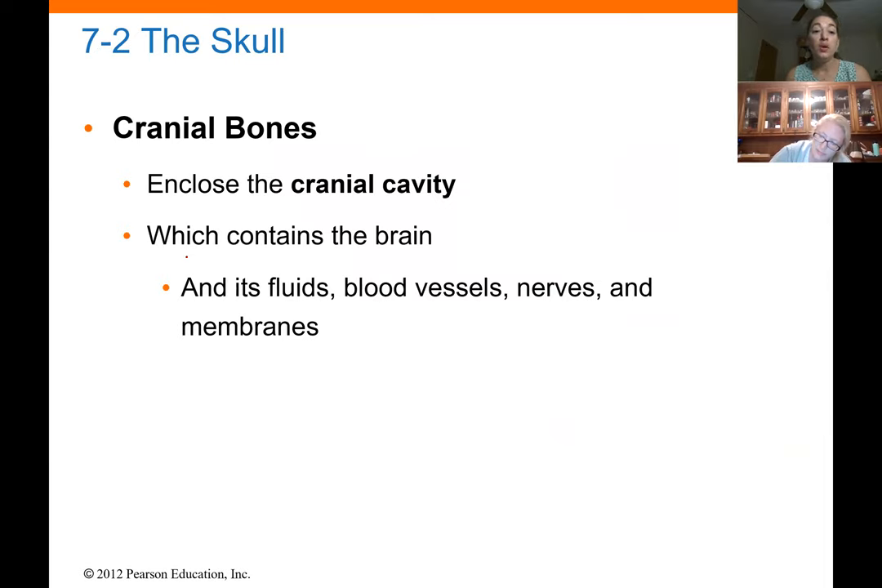Okay, so cranial bones, these are enclosing the cranial cavity, which includes the brain. In addition to the brain, which is the majority of what's in there, you have a blood supply, you have fluid like the cerebral spinal fluid, lots of important nerves, and membranes. So your pia mater, your arachnoid mater, and your dura mater. Those are your 3 main membranes that you find within the skull encasing your brain. So those are all involved and associated with the cranial cavity.